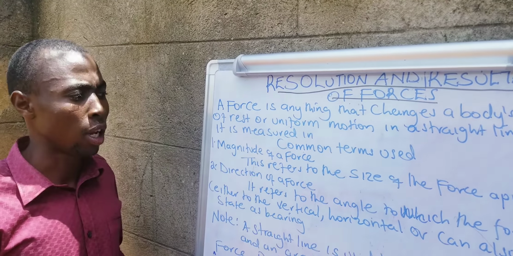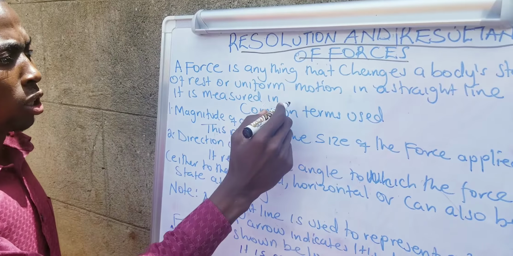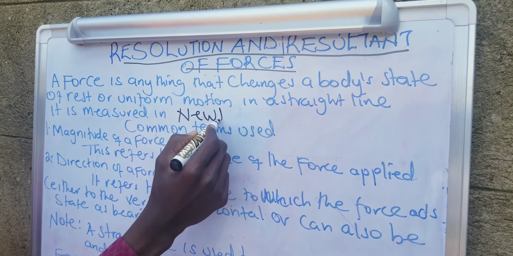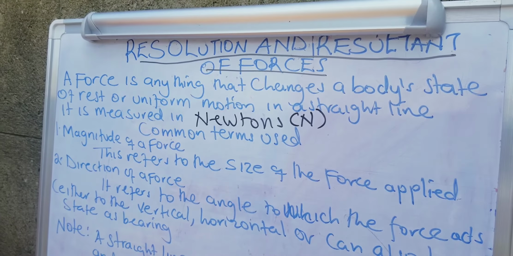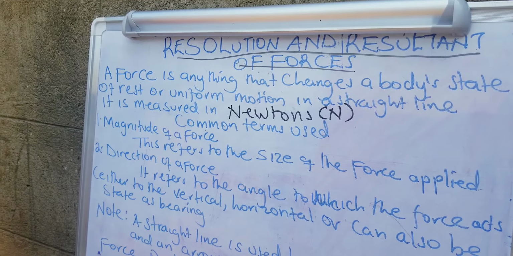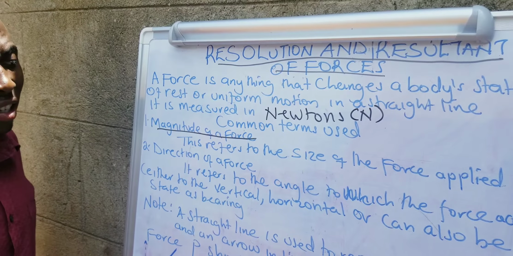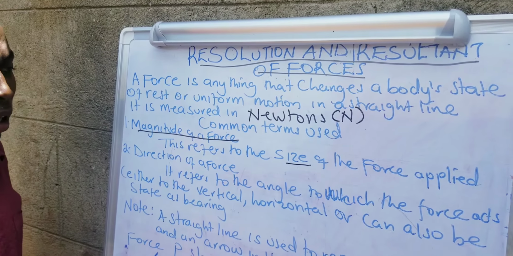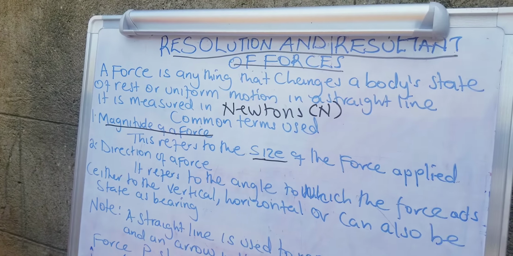Now, in simple terms, a force is anything that changes a body's state of rest or uniform motion in a straight line. We all know that a force is measured in newtons as the unit, which we normally symbolize with a capital N. Our common terms used, we deal with what we call the magnitude of a force. And the magnitude of a force refers to the size of the force applied, simply the size. When they ask you for magnitude, all they want to know is the size.